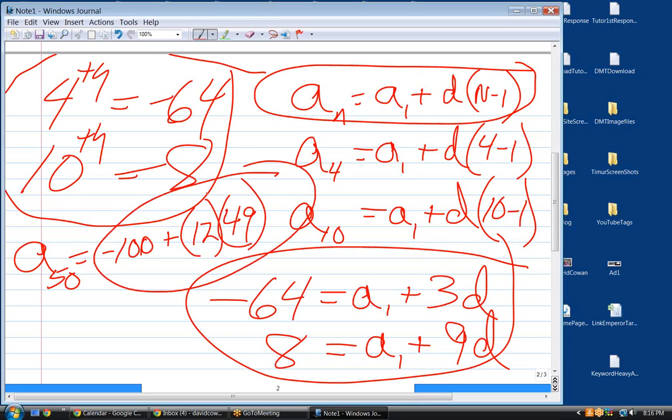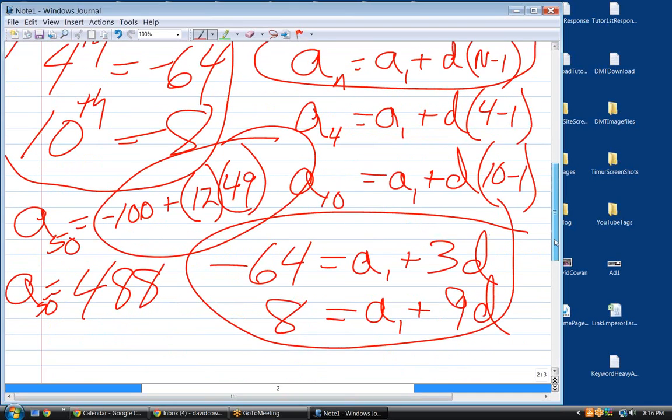What does that equal? Let's see. That is 12 times 49. In other words, for the 50th term, n minus 1 has to be 49. What was the number? 488. Did you already subtract the 100? Yeah. Okay. So we know that a sub 50 is 488.